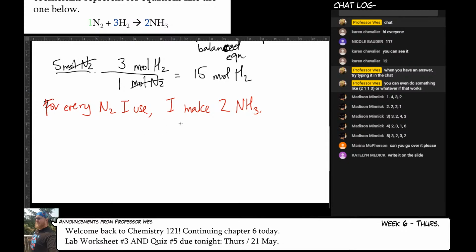And so my equation for this would be 1 mole N2 makes 2 mole NH3. Now we're only ever going to consider 2 things at a time, because I'm only ever going to ask you for 2 quantities at a time. I'm going to give you the first one, and then you will have to calculate the second one. The third thing is assumed to be in excess.